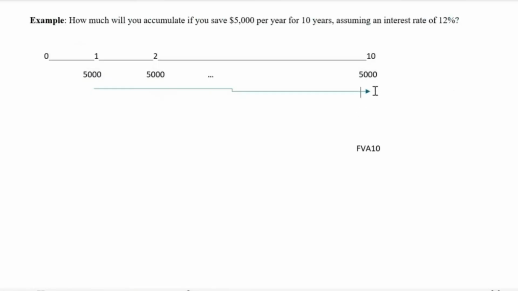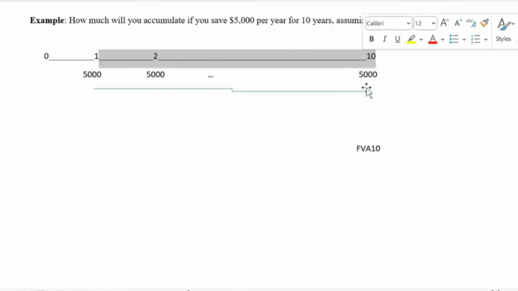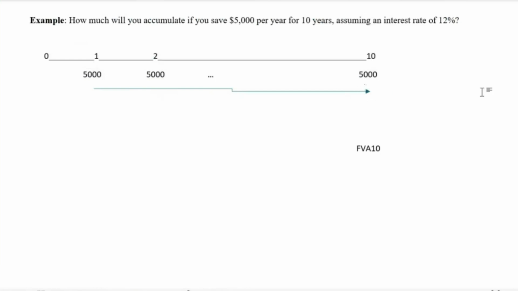Don't forget about the other $5,000, just the first $5,000. So how much will it grow, and after how many years? If you save $5,000 at the end of the year until the end of 10 years, that's a 9-year difference, right? So this is future value. 5,000 is our future value single cash flow formula.